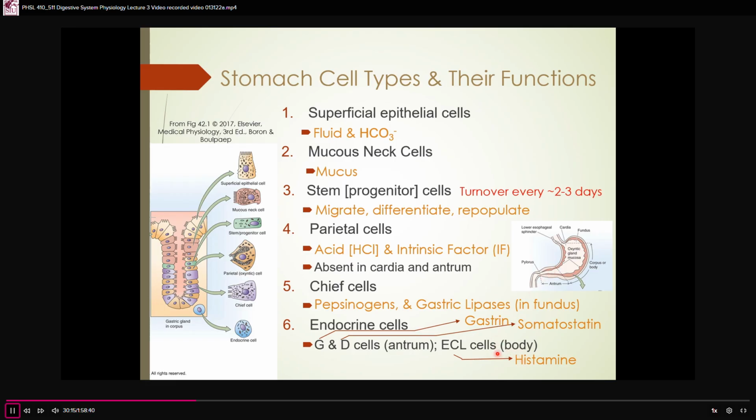And the histamine secreting ECL cells are lying in the lamina propria just underneath the surface of the epithelial cell layer, and they are releasing histamine that is going to act in paracrine fashion to influence the parietal cells and acid secretion.